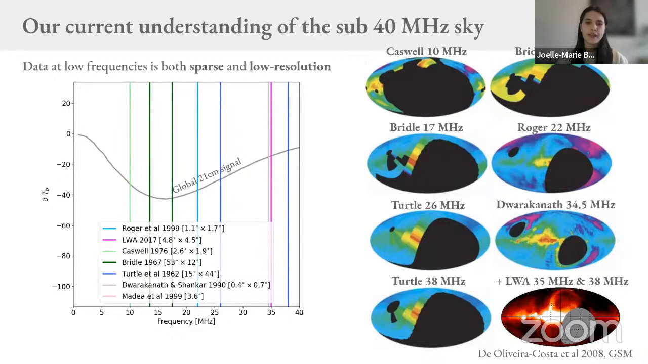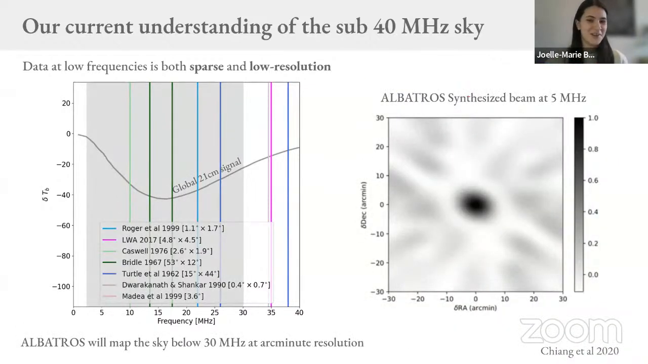And what I hope that this slide illustrates is that the data at these low frequencies is, number one, very sparse, and number two, low in resolution. And since the 21 centimeter signal is so much dimmer than foreground contaminants, we really have to do a better job at understanding foregrounds before we do cosmology at high redshifts with the 21 centimeter signal. And below 30 megahertz, in particular, the frequency coverage, as well as the quality of the existing maps, leaves a lot of room for improvement. And so that's where Albatross comes in.